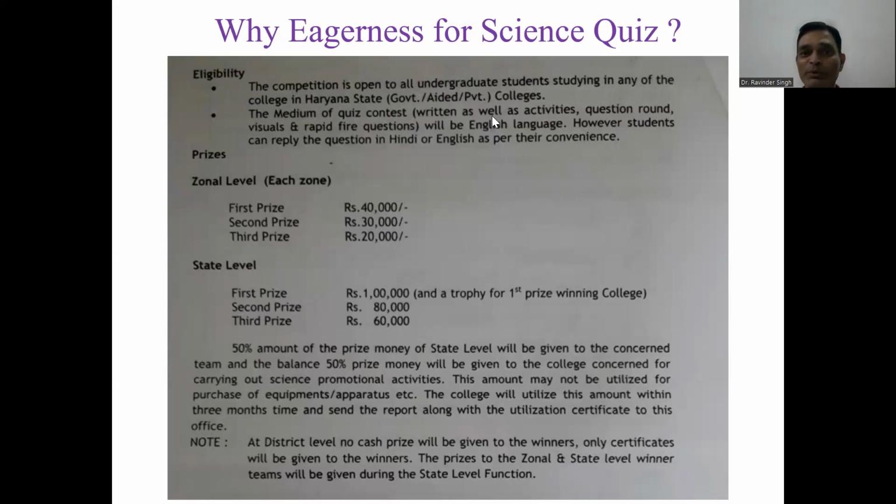प्राइवेट कॉलेज, कोई भी कॉलेज हो। और जो मीडियम है इस क्विज कंपटीशन का, वो जो रिटर्न एज वेल एज द एक्टिविटीज, क्वेश्चन राउंड, विजुअल, रैपिड फायर, दैट विल बी इन द इंग्लिश लैंग्वेज। तो इसीलिए हमने जितने भी क्वेश्चंस जो टाइप किए, दैट इज इन द इंग्लिश लैंग्वेज। However, the student can reply the question in the Hindi or the English as per their convenience.